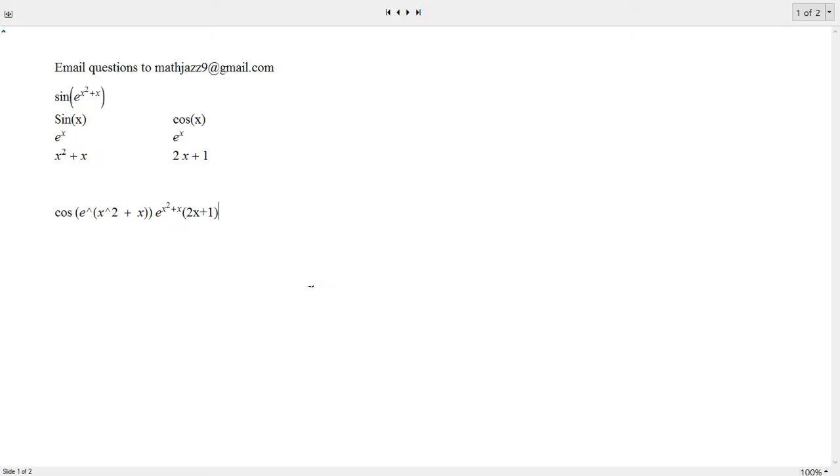So that was a nice example of the chain rule. Let us use the product rule now. So we're going to have e raised to the x times sine of x times arctangent of x.